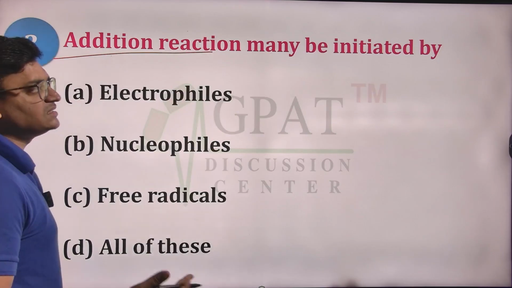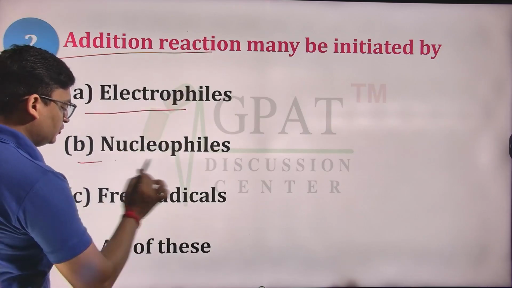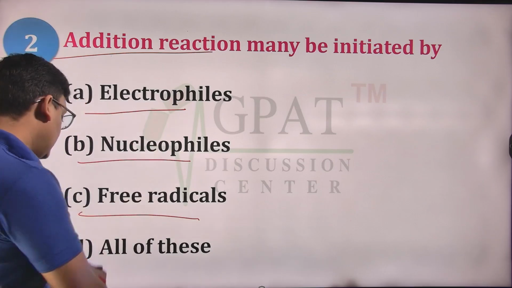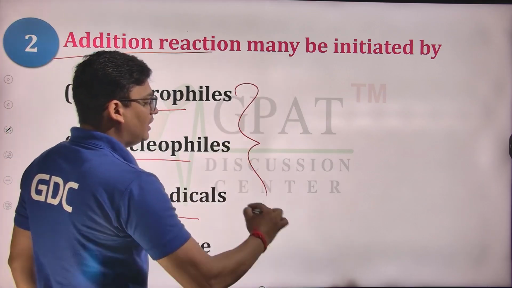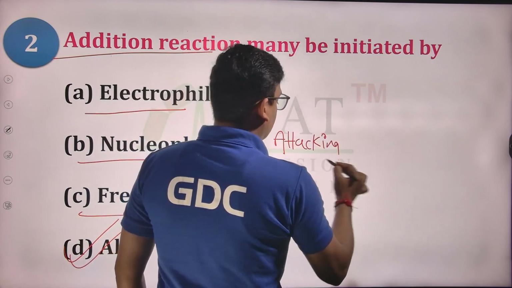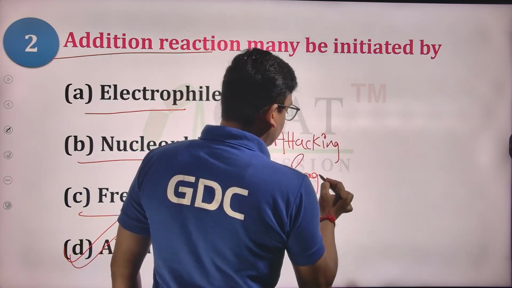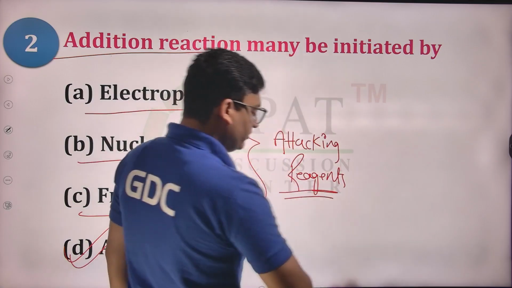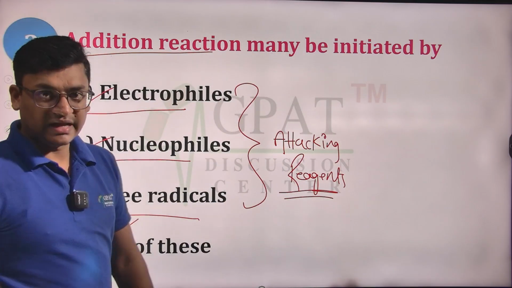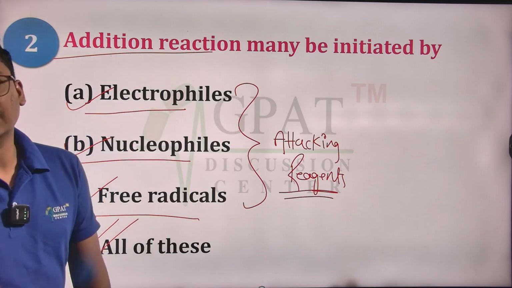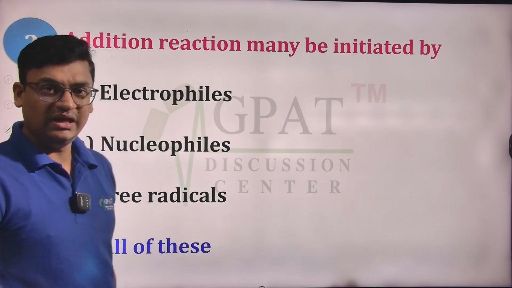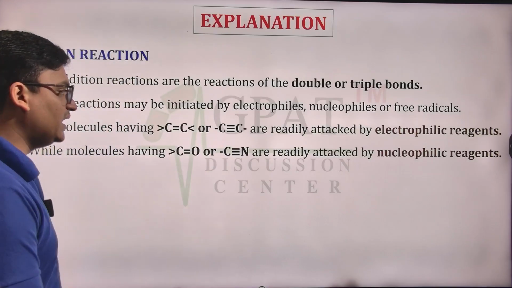Addition reactions can be initiated by electrophiles, nucleophiles, or free radicals, all of these. Just as we have discussed, these all are attacking reagents. So if they all are attacking reagents, then all of them can be the attacking reagents on your substrate molecule and give you the kind of reaction. So yes, we have D as our right answer.